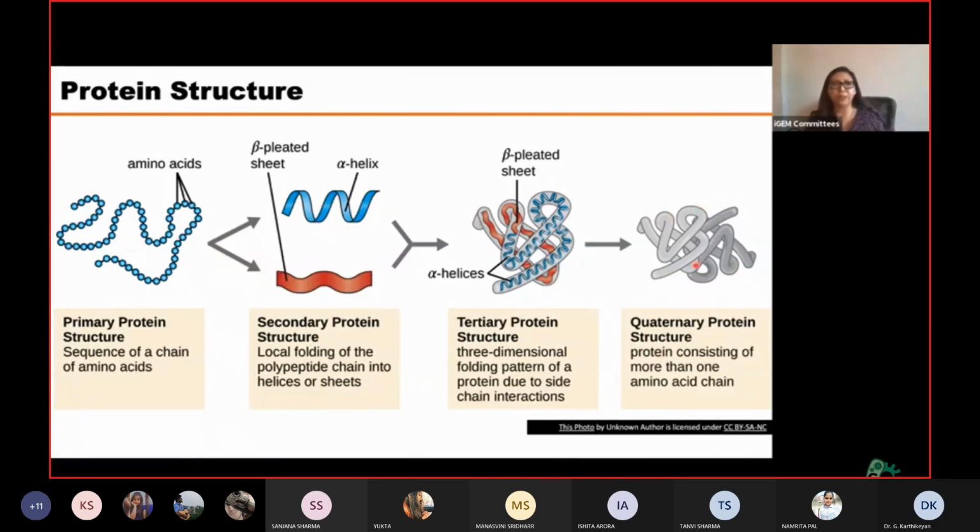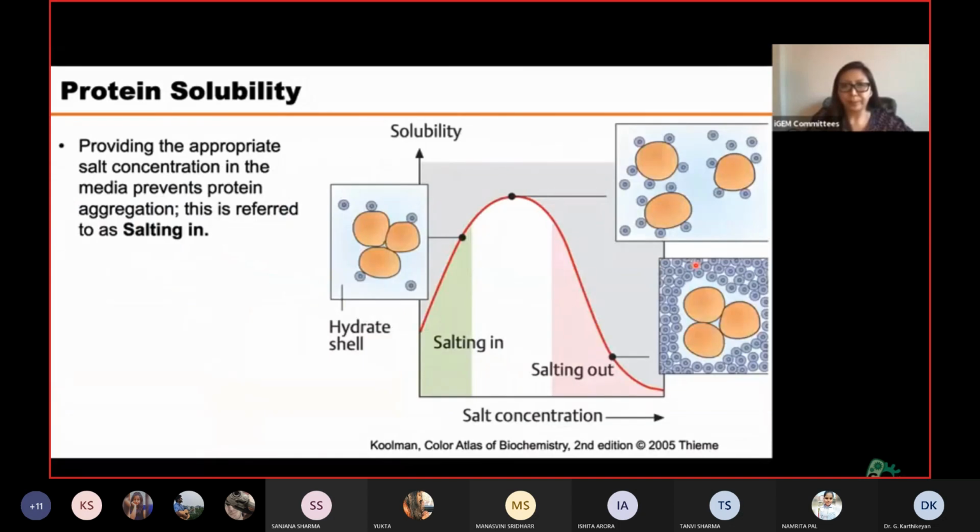Why I'm mentioning this is because I really think it's important for you to understand that a protein needs to be perfectly folded to get its function. And because of this 3D structure, we get physicochemical properties for each protein. So now I will talk to you a little bit more about protein solubility.